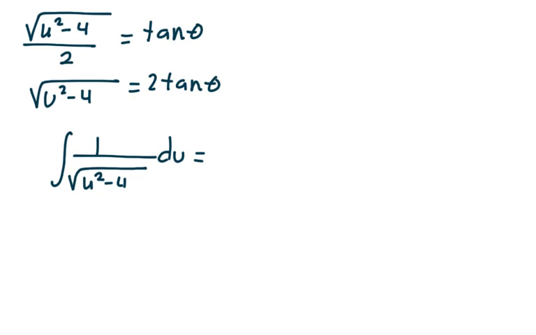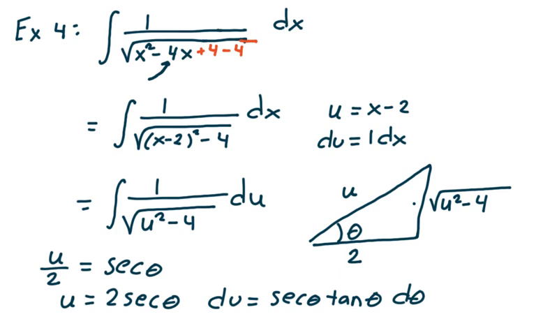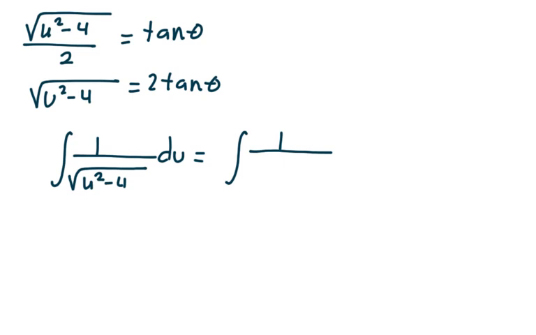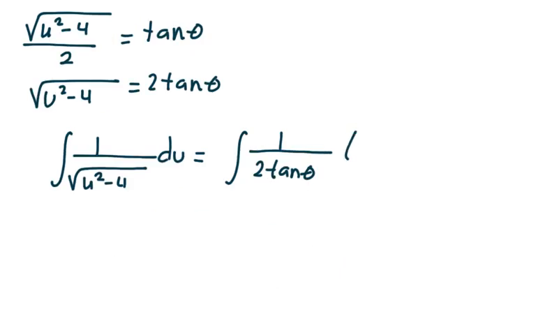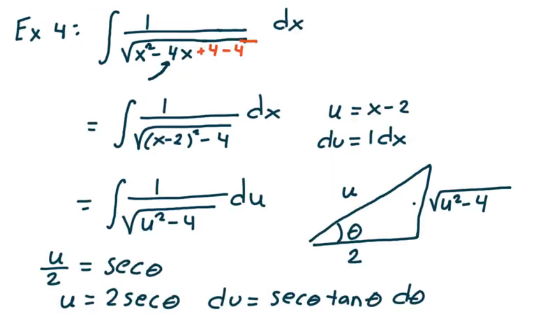Now we get to systematically plug things in. So I'm going to replace square root of u squared minus 4 with 2 tangent theta. So it's 1 over 2 tangent theta. du is secant theta tangent theta d theta. Like this. And let's double check, right? So u is 2 secant theta. du is, oh, let's be careful, right?